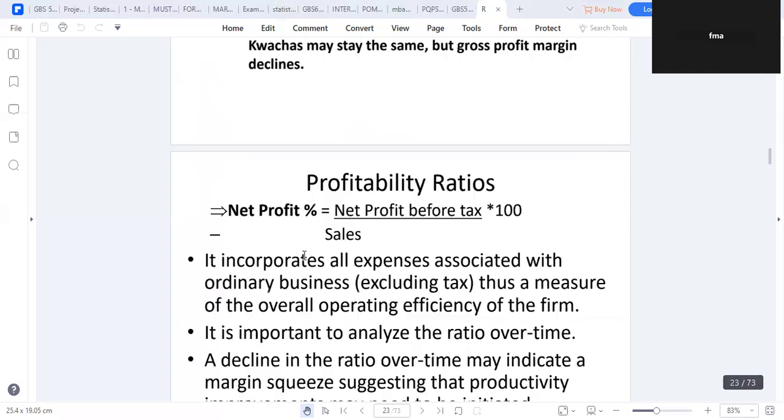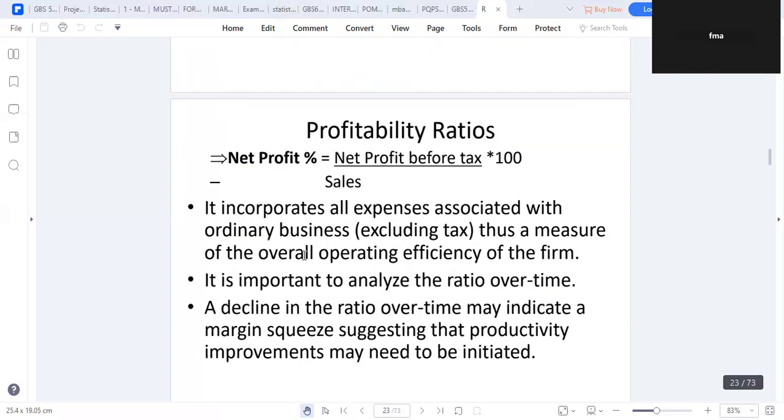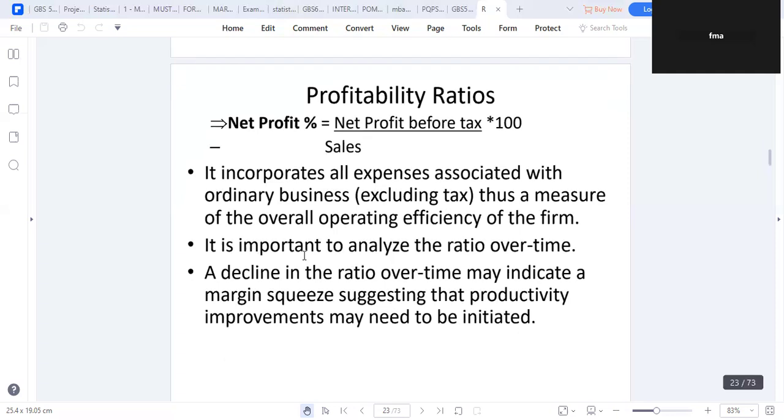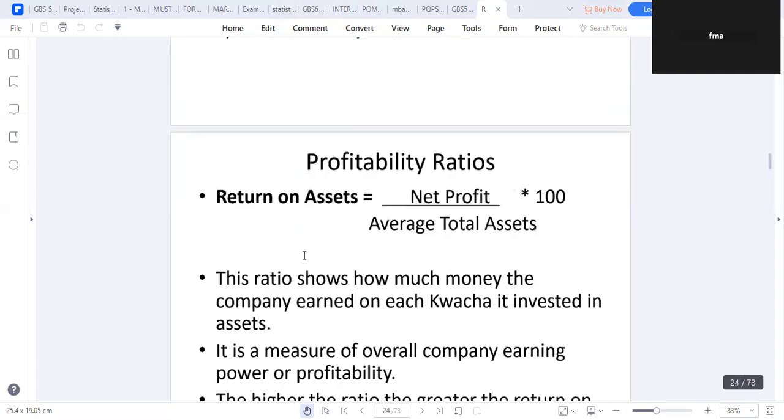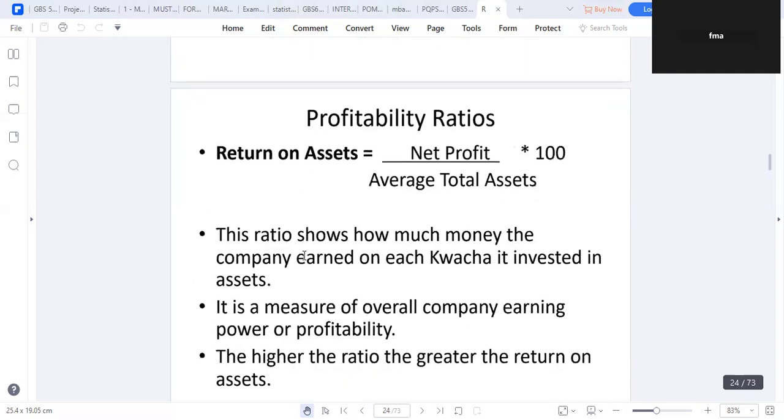So the profitability ratios, we have also the net profit percentage, which is the net profit before income and interest and tax times 100 over sales. So this incorporates all expenses but excludes tax. So a decline in the ratio over time may indicate a margin squeeze, suggesting that productivity improvements may need to be initiated. So the formula, return on assets, is simply net profit over average total assets times 100.